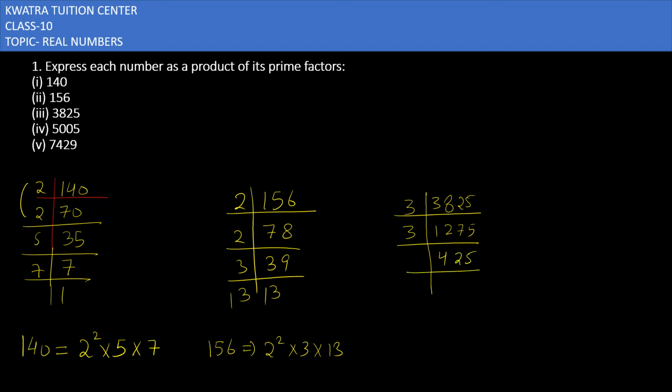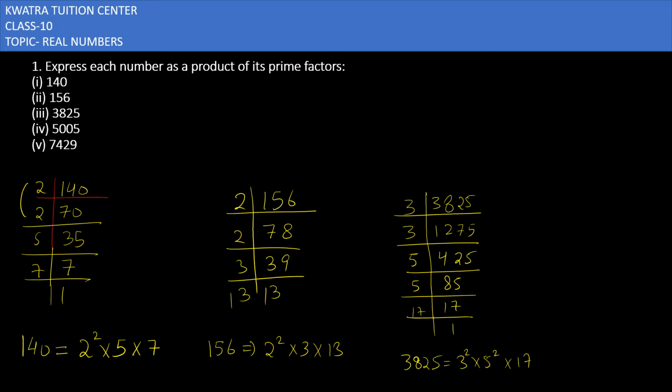So 425 divided by 5 will give you 85. Then again with 5 you will get 17, ending with 1. So you will have 3825 as 3 square, 5 square, and 17.